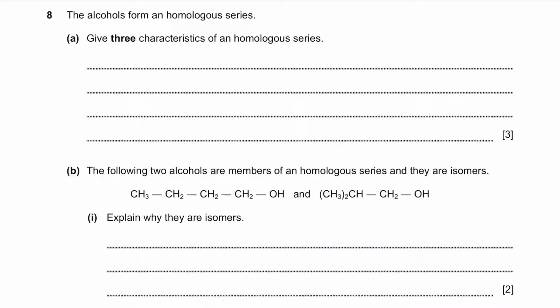Question 8. The alcohols form a homologous series. Part A. Give 3 characteristics of a homologous series. Examples of homologous series are alkanes, alkenes, and alcohols. What identifies them as homologous series? Well, you need to memorize these characteristics. I'll just list them down here so you can see what those are.